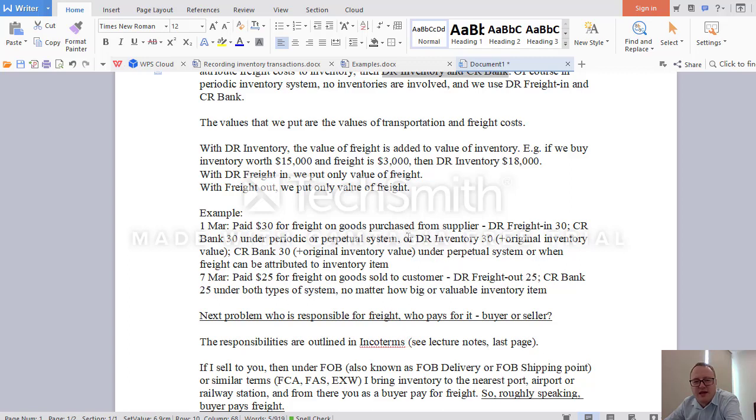That's why if I use inventory account, the cost of freight, for example, is $30. Therefore, I put $30 plus original inventory value. So if original inventory value was 2,000, then here you would put 2,000 plus 30, 2,030, and here 2,030. But if you are using freight in, freight out accounts, you just put 30 only, without the value of inventory 2,000. And for freight out, so $25 paid for freight out, just put only $25. It doesn't matter what the value of the inventory is.